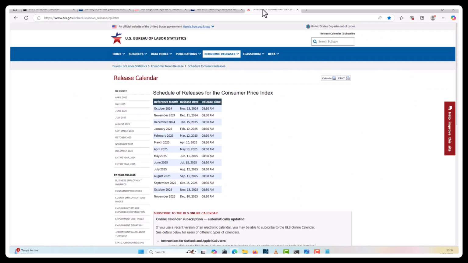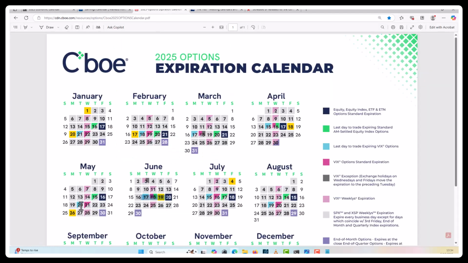That's right. And then for next week, we're also looking for another big news, which is the CPI coming out on May 13. So May 13 right there for next week. Liquidity is injected into the market whenever you have huge news.